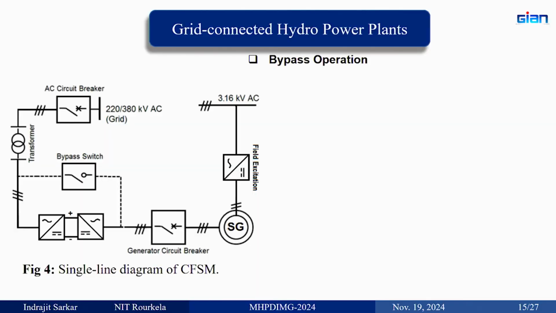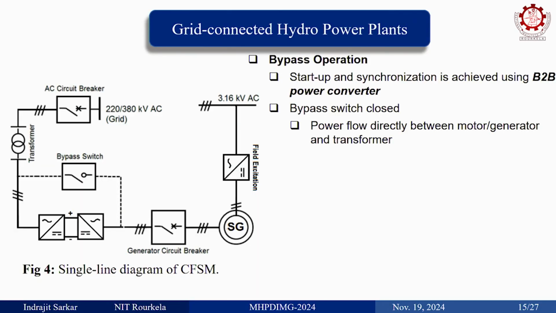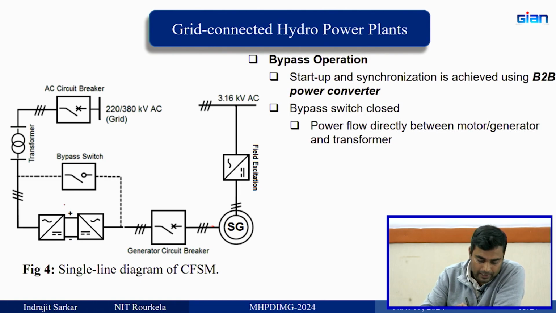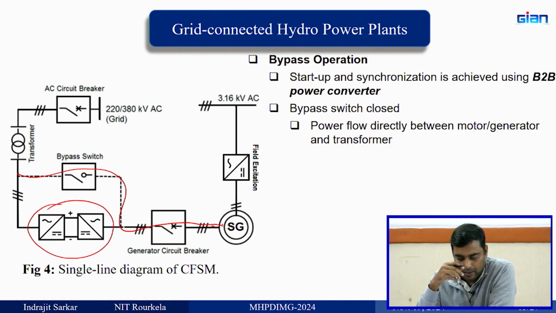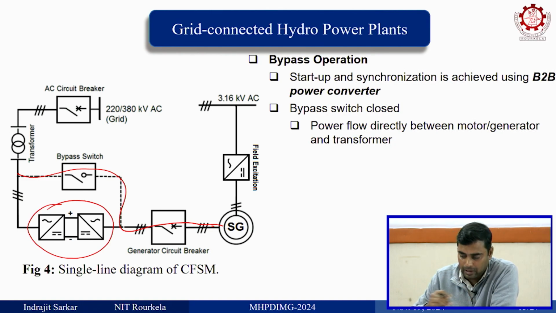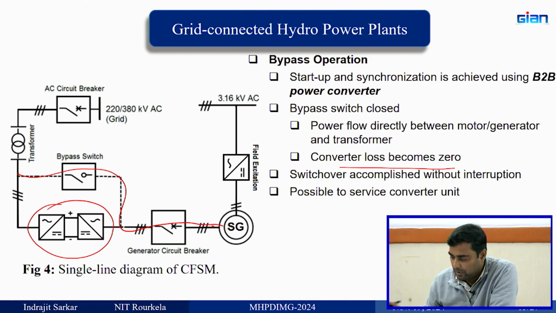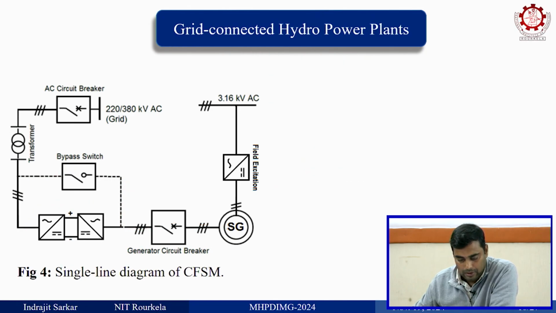Now, this is the typical single line diagram. So, bypass means, just quickly I will tell this. When this machine is synchronized, they can remove the converter and bypass it, and then let it run from the grid itself, the transformer output itself, because if the converter is off, the converter losses become 0. Okay. So, it allows possible service of the converter unit. At that time you can do the servicing of the converter unit. Okay.